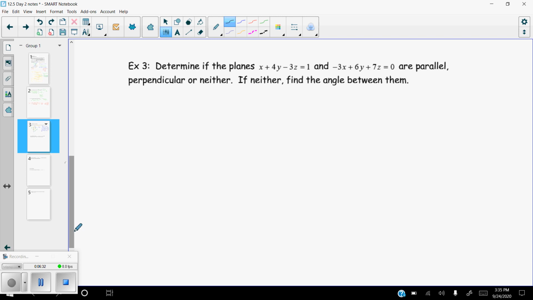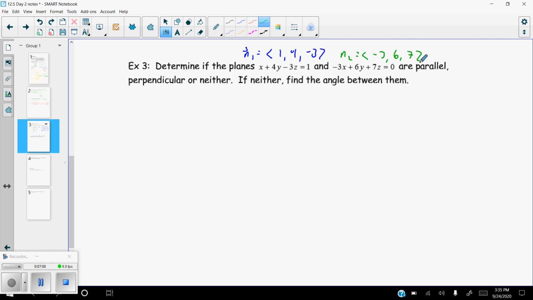So the easiest thing to do, first of all, is that each one of them has a normal vector associated with it. So let's go ahead and do this one in blue. This will be n1. That's going to be 1, 4, negative 3. And then n2 will be negative 3, 6, 7.